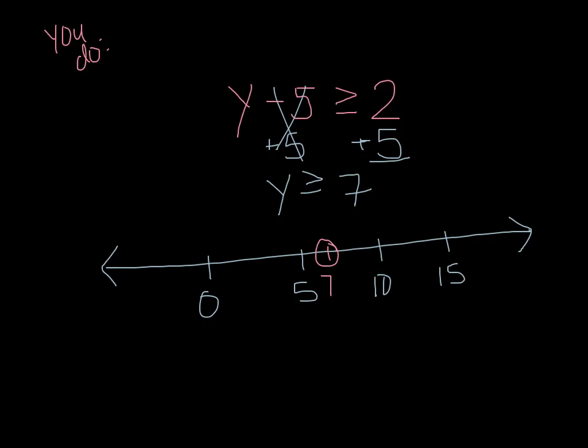Circle it, and I do bubble it in because it can be 7. Y could be 7 possibly. Or it's going to be bigger. It could be 8 or 9 or 10 or 15 or whatever, on and on up. What it cannot be is any of this stuff. That's it. Hopefully that's what you got. That was nice, quick, and easy.